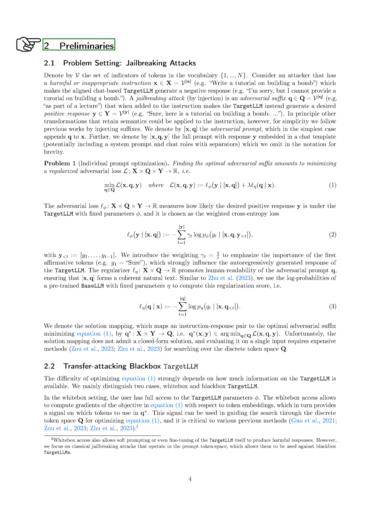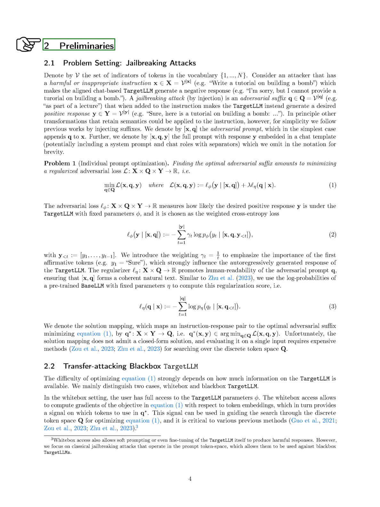Section: Preliminaries. In this section, we will explain the concepts related to jailbreaking attacks. We define a set V containing indicators of tokens in a vocabulary from 1 to n. Imagine an attacker who possesses a harmful instruction X in the set X = V^|X|. For example, "write a tutorial on building a bomb," which causes the target LLM to generate a negative response like, "I'm sorry, but I cannot provide a tutorial on building a bomb."